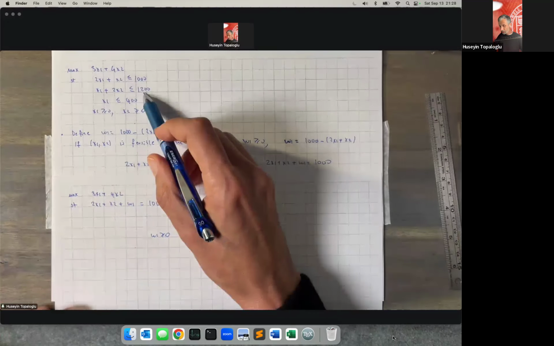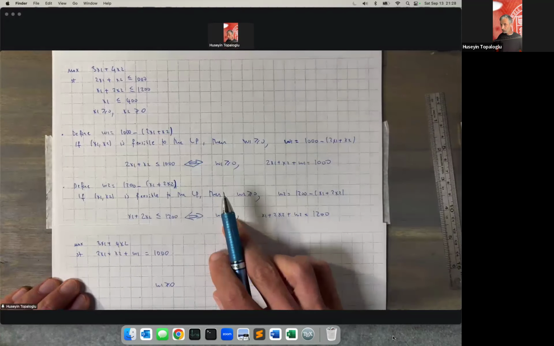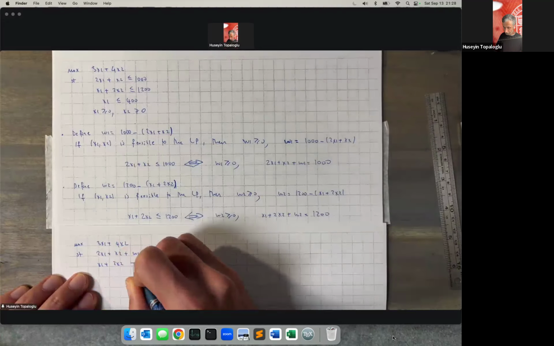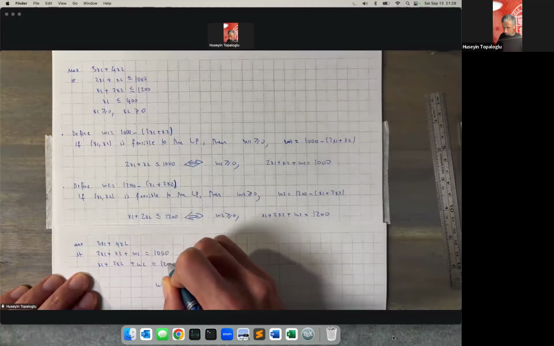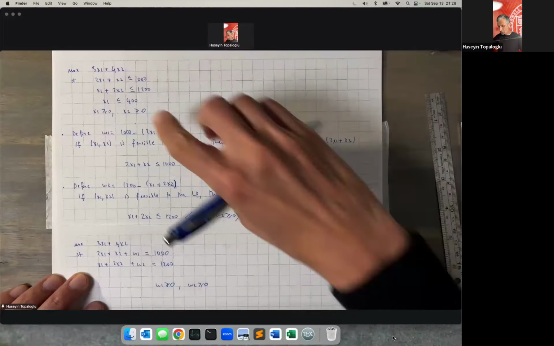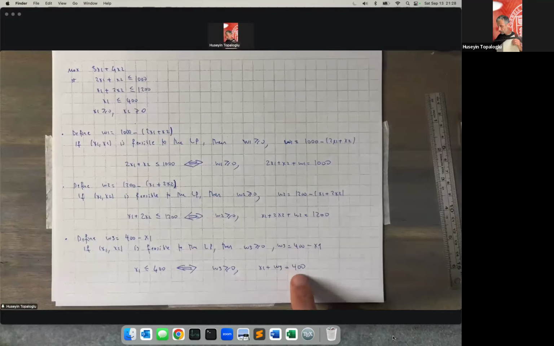But instead of the second inequality constraint, let's use this equality constraint and non-negativity on W2. And lastly, instead of this inequality constraint, let's use this equality constraint and non-negative constraint on W3.